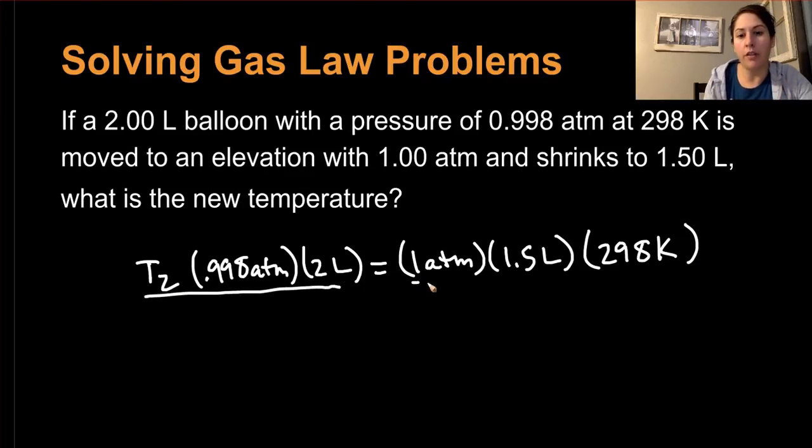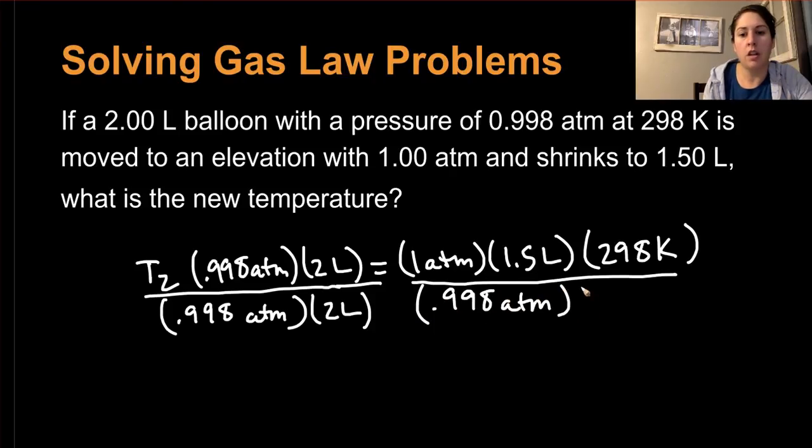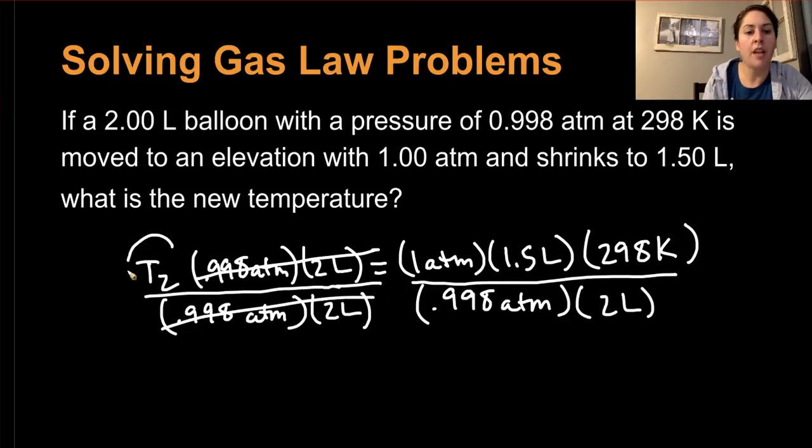All right, so what we have to do is divide both sides by both of these, by 0.998 atmospheres and 2 liters. Those are both on the bottom. So these are going to cancel on this side because we have the same thing on the top and the bottom. That leaves my unknown variable by itself. The unit atmospheres is going to cancel atmospheres, and liters is going to cancel liters. I'm left with Kelvin, which is a temperature.